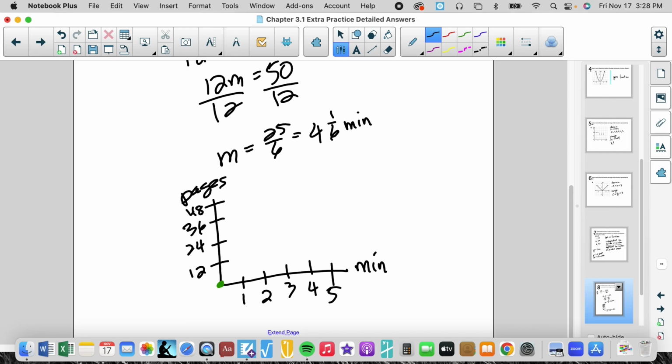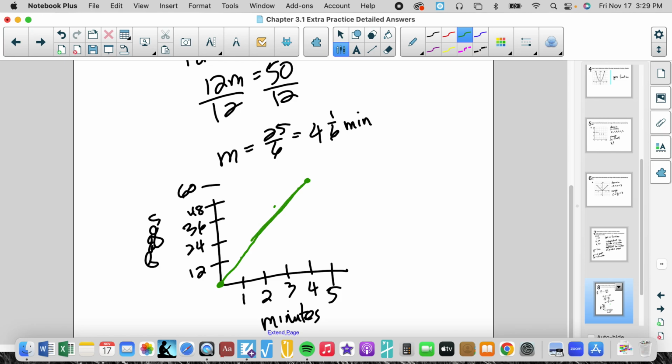And 5 minutes, I'm going to have, let's do this, minutes. At 5 minutes, I'm going to have 60 pages. And then we have 50 pages. So we would do sort of right here. So it's going to be between those two things.